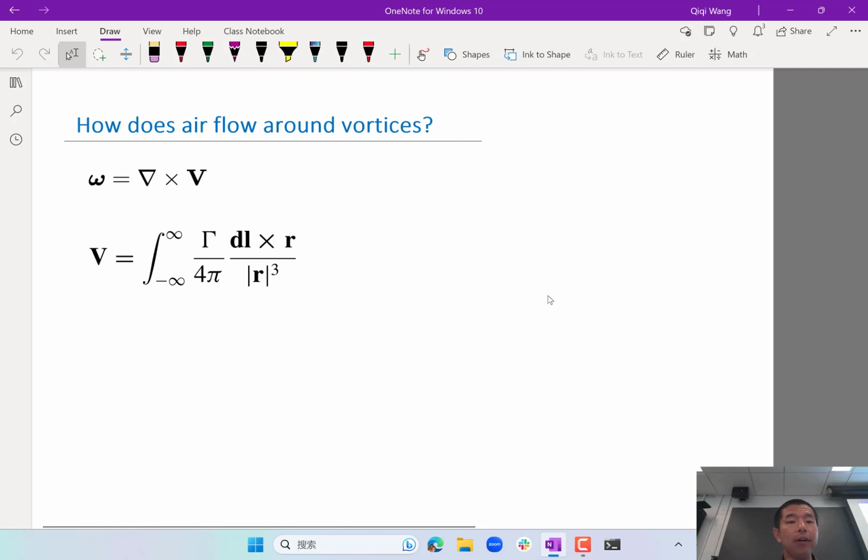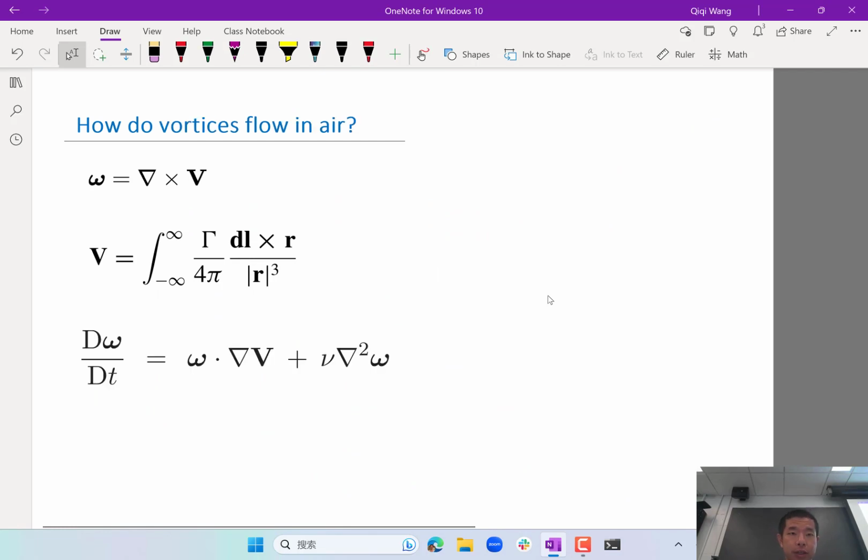Okay, so now we looked at the airflow around vortices. How do vortices flow in air? So that's kind of two things. If we understand both, we can basically understand the vortex-dominated flow fields.